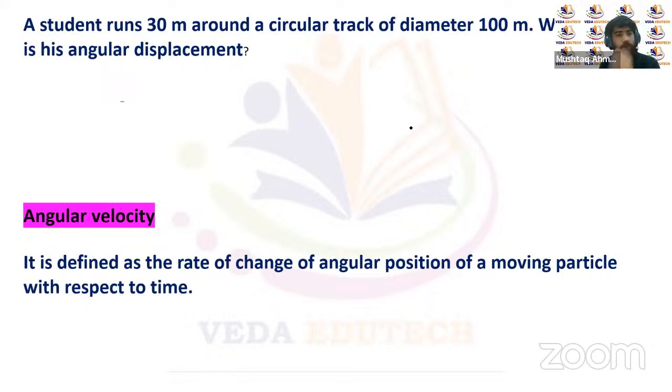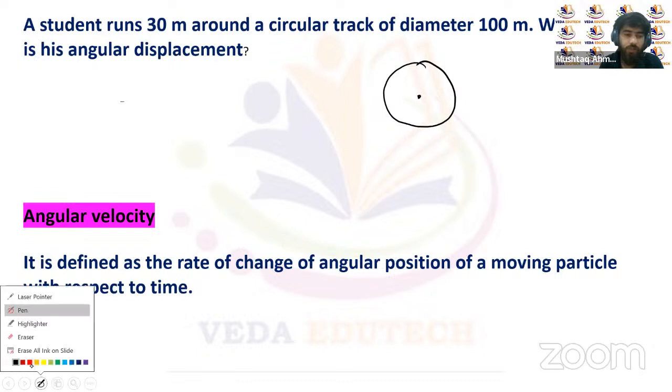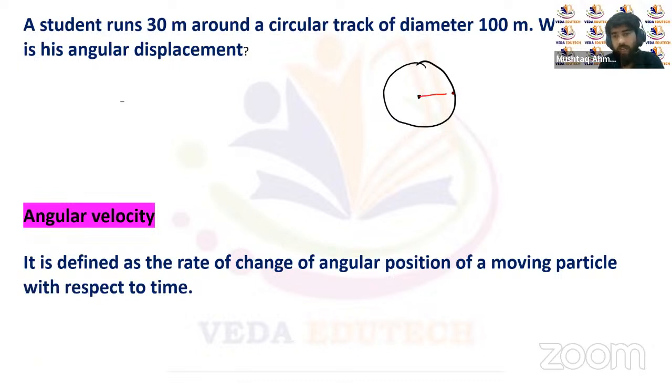Now let's look at this question. A student runs 30 meters around a circular track. There is some circular track, and in this circular track, a student runs 30 meters around a circular track of diameter 100 meters. If the diameter of this circular track is 100 meters, then the radius of this circular track will be 50 meters. So R is equal to 50 meters.